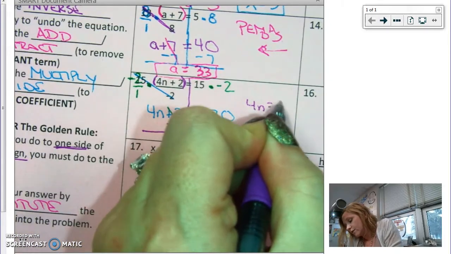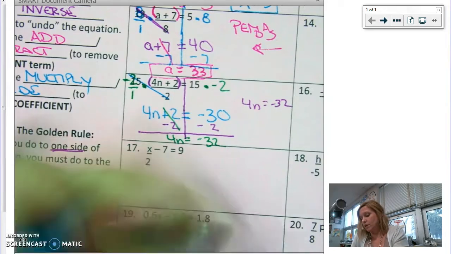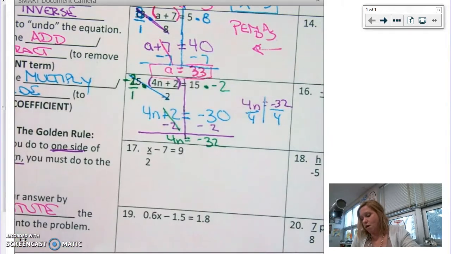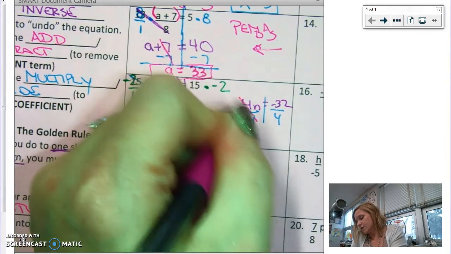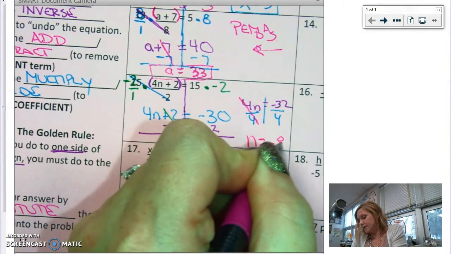4n equals -32. So what I'm going to do now is we are going to divide by 4, divide by 4, and that turns into a 1, and my answer is -8.